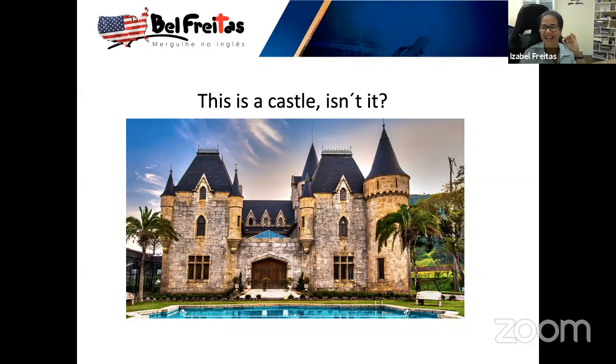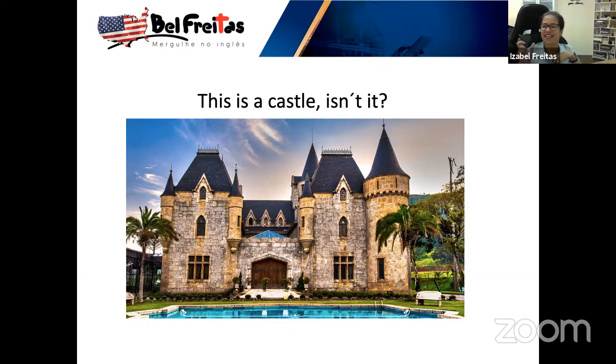Wow, this next picture is wonderful. This is a castle, isn't it? So let's repeat. This is a castle, isn't it? Pay attention to the pronunciation. We say castle, okay? We don't pronounce the T, we don't pronounce the E, it's a silent letter. Castle. Repeat, castle. This is a castle, isn't it?